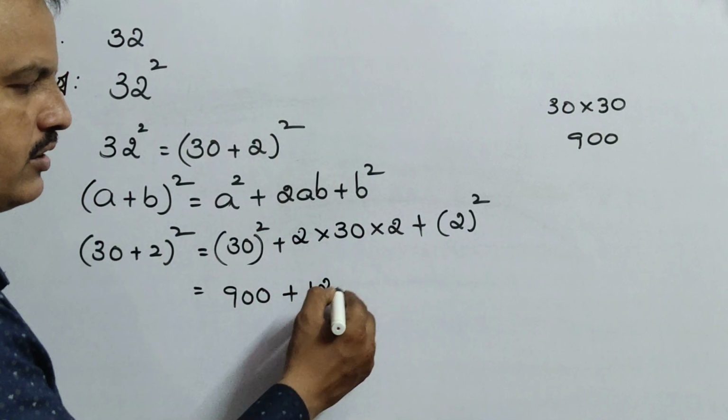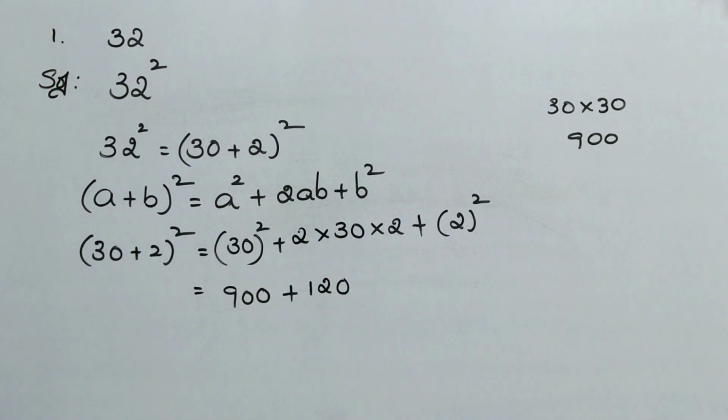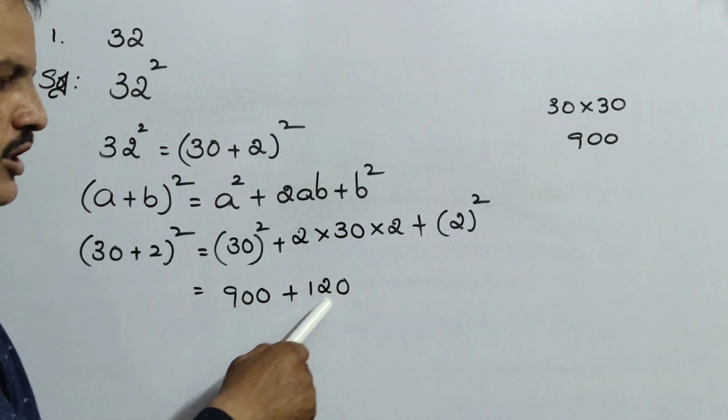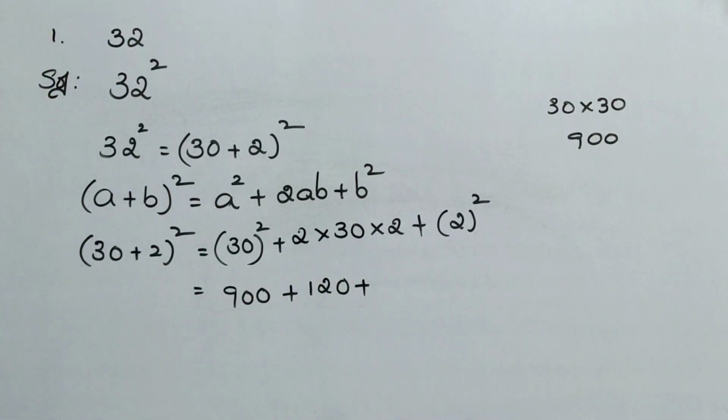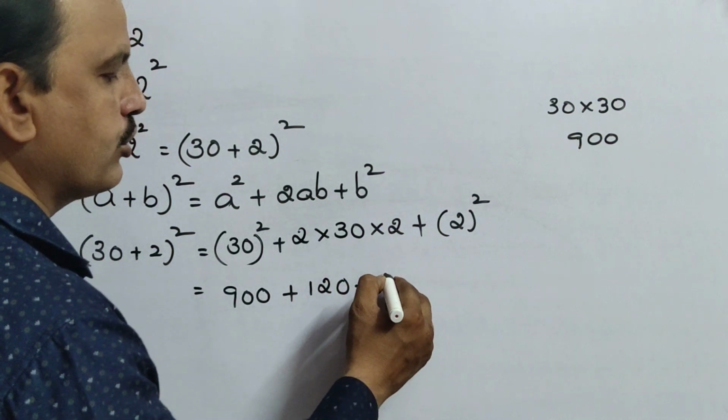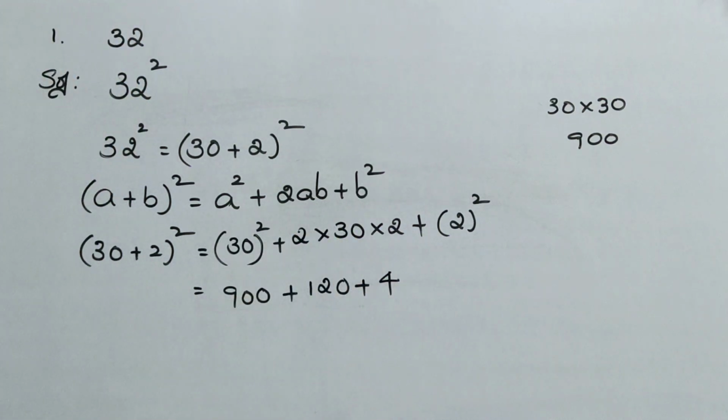That means 12 and 1 zero, that means 120. 2 3s are 6, 6 2s are 12, and a zero. Okay? Plus 2 square. 2 square means, children, 2 into 2, that is 4.